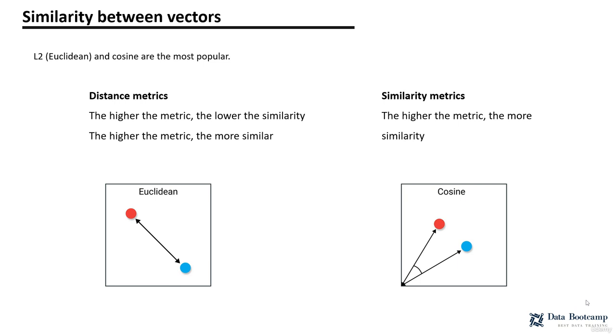Alternatively, we can also measure the similarity between vectors using the cosine similarity measure. A higher similarity metric indicates more similar vectors. Thus, we can use either of these two metrics to determine the similarity between vectors and understand the degree to which they resemble each other.